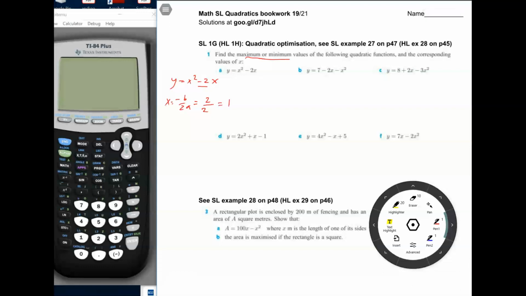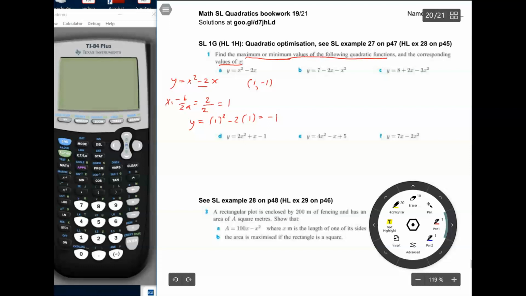Okay? So the maximum or minimum values of the quadratic function, this is the x value, and what is the y value that goes with it? It's equal to 1 squared minus 2 times 1, which is 1 minus 2, which is negative 1. Okay, so the vertex is 1, negative 1. That's basically what they're asking for in strange language. They asked you for the corresponding value of x, that's the x value, and they asked you for the maximum and minimum values of the quadratic function, which is the y value, so they're asking for the y value of the vertex also, okay? All right, so basically all these can be solved with negative b over 2a.